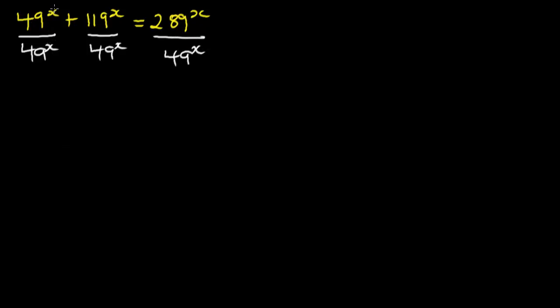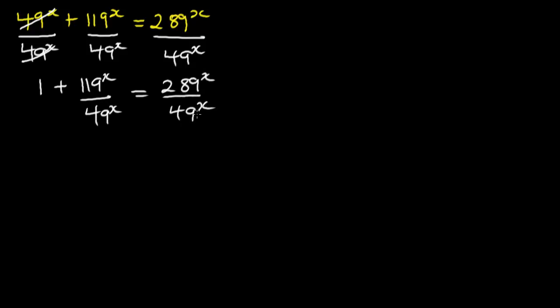So here 49 to the power x will take care of 49 to the power x. So I'm going to be left with 1 plus 119^x all over 49^x is equal to 289^x all over 49^x. And now 49^x can also be expressed as 7 times 7 exponent x, which we can expand as 7 exponent x times 7 exponent x.